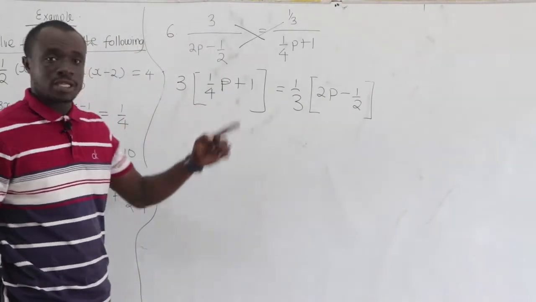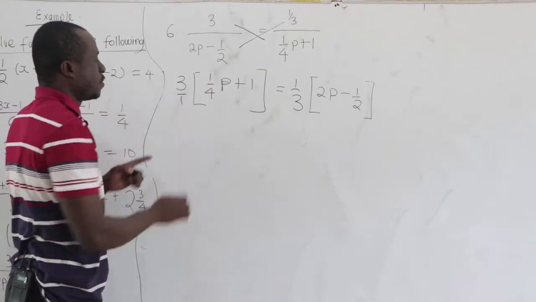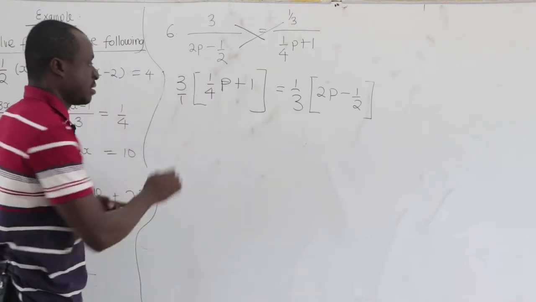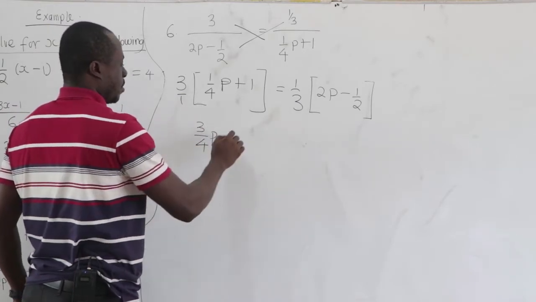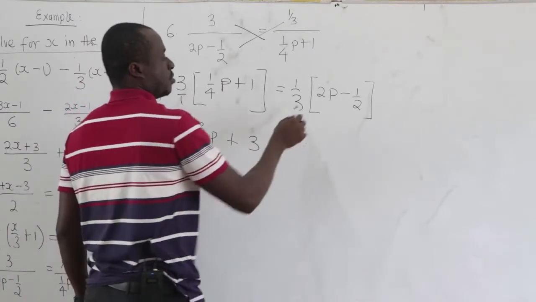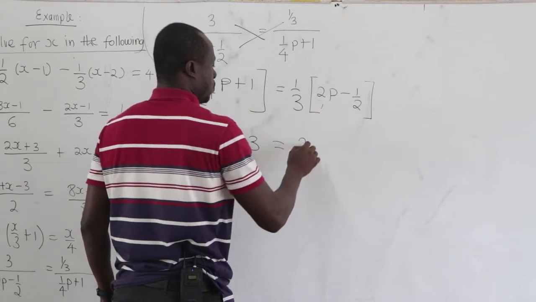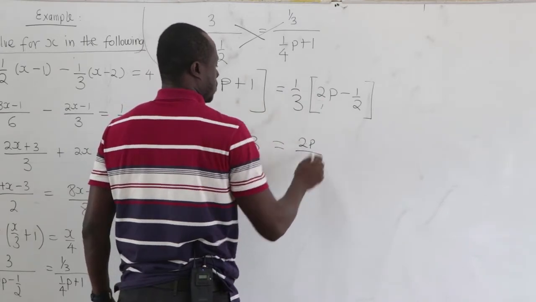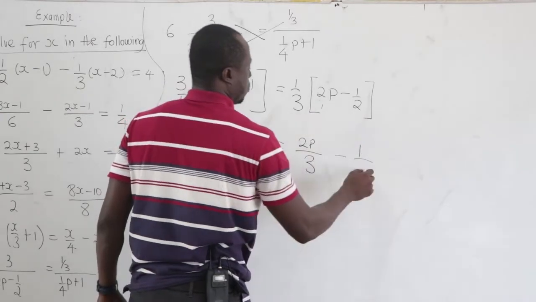Now from here, what do we do? We expand. We use the distributive property. Every whole number is over 1. 3 times 1, that is 3. So we have 3 over 4p. 1 times 4, that's 4. Plus this times 1, so we have 3 equal to, now let's see, every whole number is over 1. 1 times 2p, so we have 2p. 3 times 1, that's 3. Minus 1 times 1, 1. 3 times 2, we have 6.